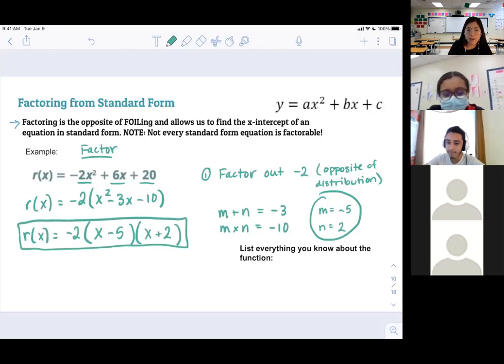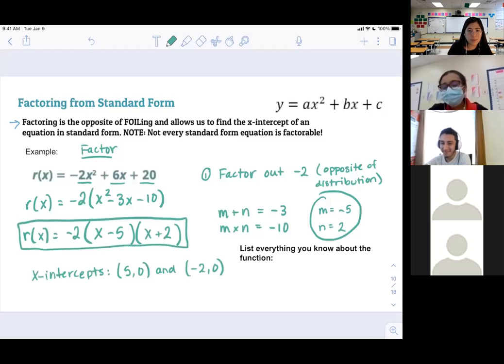Okay. Now that I have my factors, what are the x-intercepts? Positive 5 and negative 2. So (5, 0) and (-2, 0), because we take the opposite of what's in the parentheses.